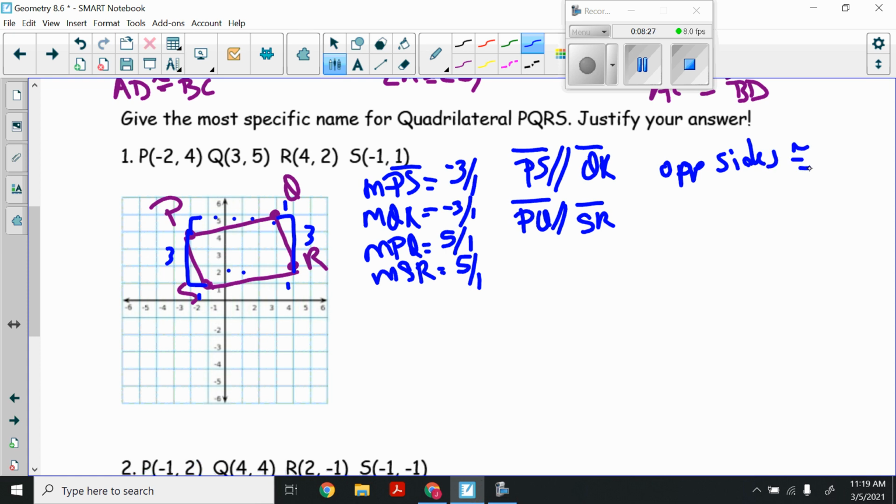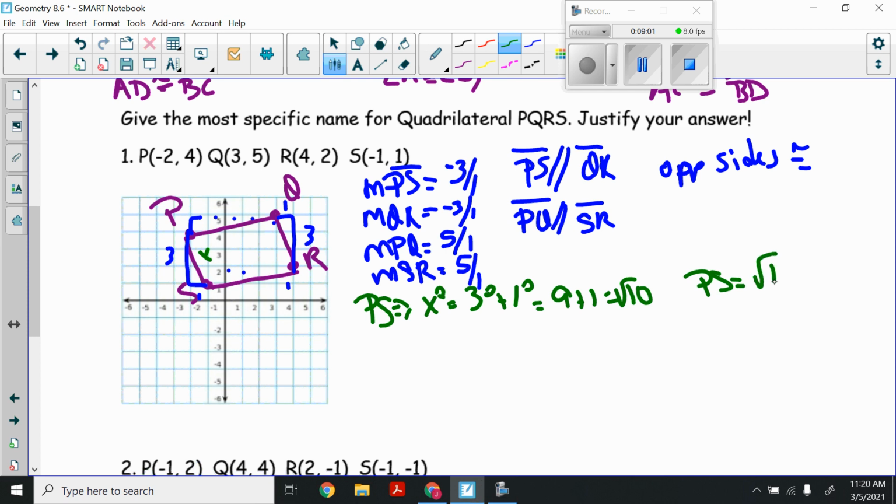Now I want to find out what is the length of these. Okay? I can do the distance formula or Pythagorean theorem. I'm going to go ahead and do Pythagorean theorem since I've drawn my right triangles. So I'm going to find out what is the length of PS. Okay, so PS, I'm looking right there, that X. So PS, I can say X squared equals 3 squared plus 1 squared. So 3 squared is 9, 1 squared is 1. So 9 plus 1 is 10. Take the square root of that. So PS is equal to the square root of 10.